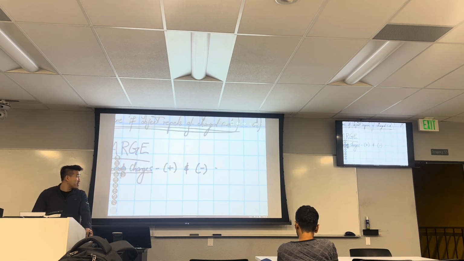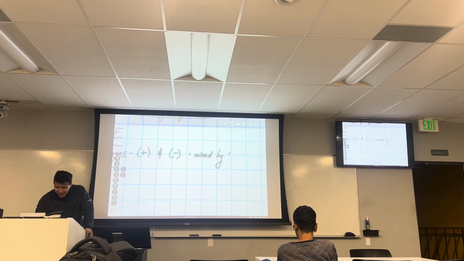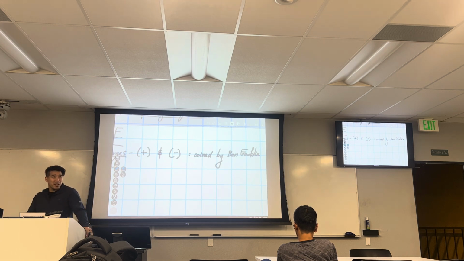Does anybody know who coined positive and negative charges? Any ideas? Any guesses? I'll give you a hint. He is not known to be a scientist, but more for his politics. Not Jefferson, very close, but the guy who got electrocuted by flying a kite. Benjamin Franklin. Yeah, this was coined by Ben Franklin. What number president was he? No, just kidding. He wasn't a president.